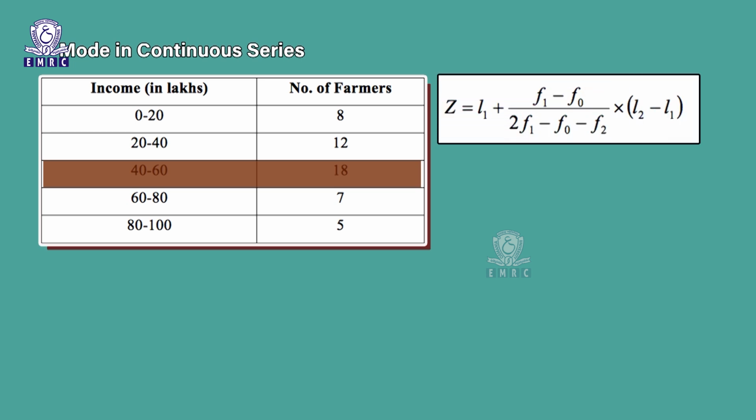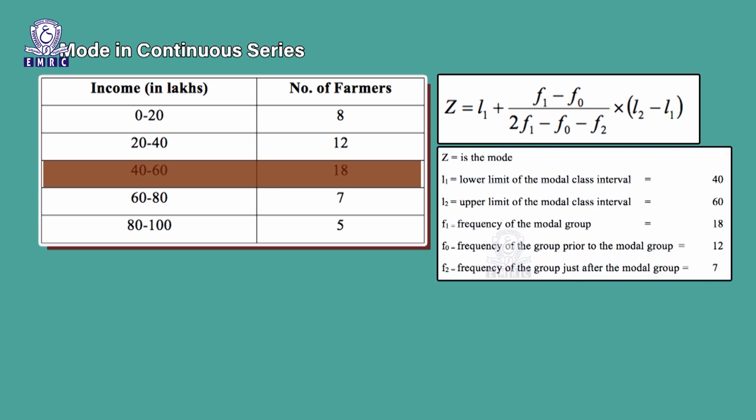Z is equal to L1 plus (F1 minus F0) divided by (2F1 minus F0 minus F2) into (L2 minus L1), where Z is the mode, L1 is the lower limit of the modal class interval, that is 40, L2 is the upper limit of the modal class interval, that is 60 lakhs, F1 is the frequency of the modal group, that is 18, F0 is the frequency of the group prior to the modal group, that is 12, and F2 is the frequency of the group just after the modal group, that is 7.